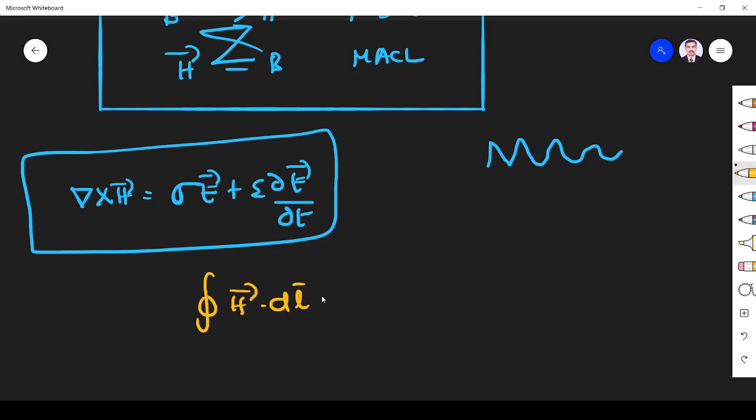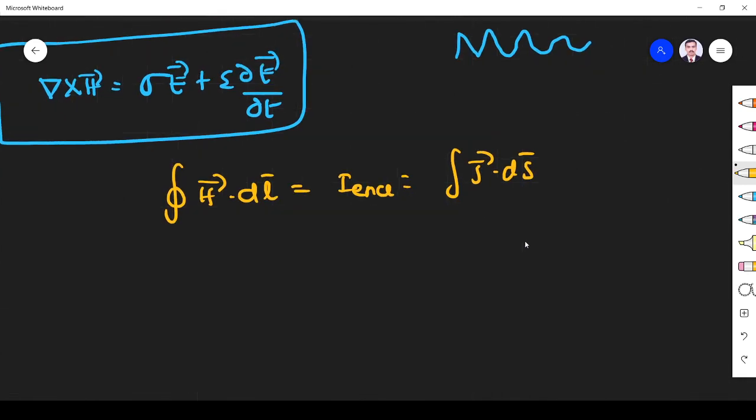H dot dl is equal to I enclosed. I is nothing but J dot ds. That we all know, right? If you have any doubt, please refer to my video on current density. Instead of J, we have both Jc plus Jd. That's what Maxwell has introduced. So (Jc plus Jd) dot ds.